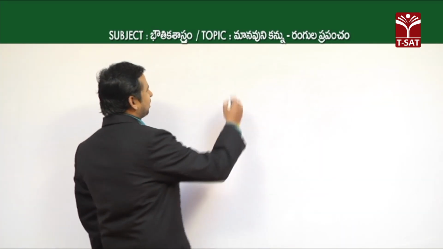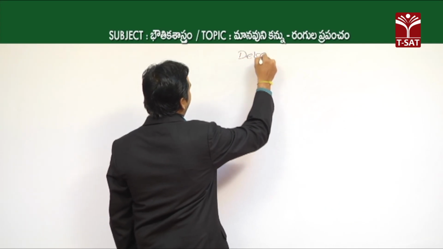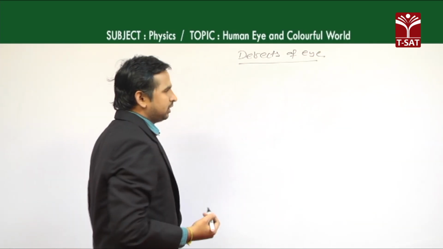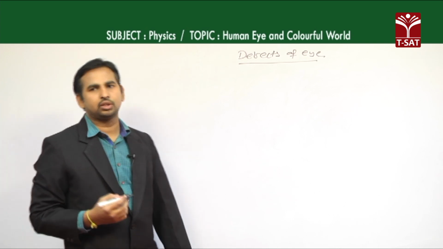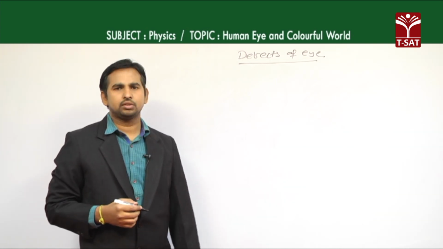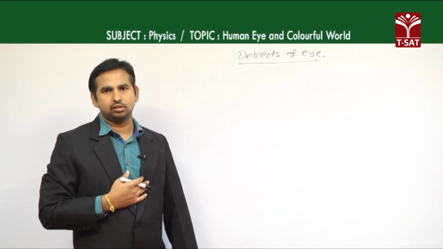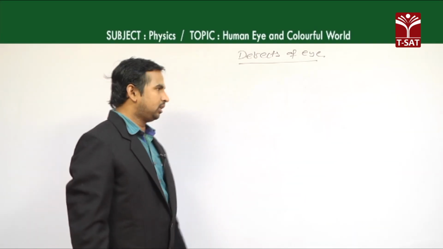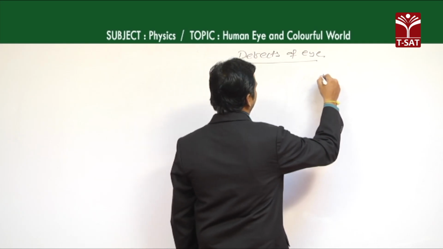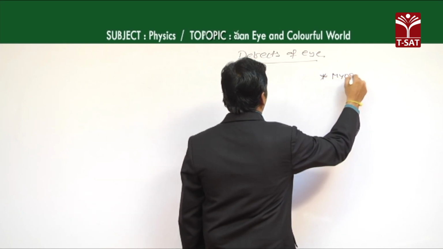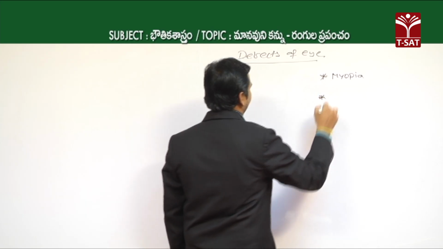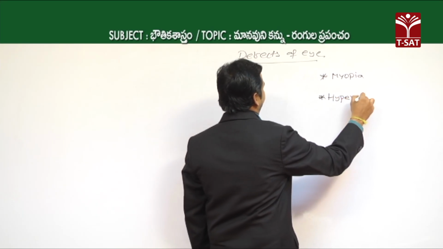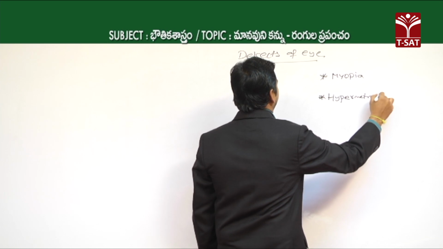Now we will see the questions coming on defects of the eye. Having seen the importance of each part of our human eye, we now look at the defects caused in the eye. Mostly we have three defects: the short sight, which is also called myopia; the second one, long sight, which is called hypermetropia; and the next one, presbyopia.